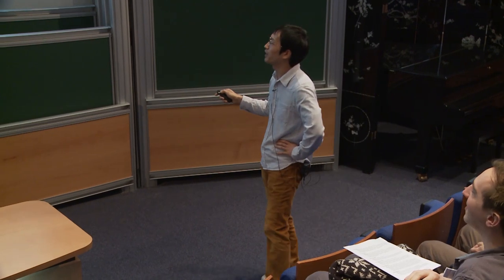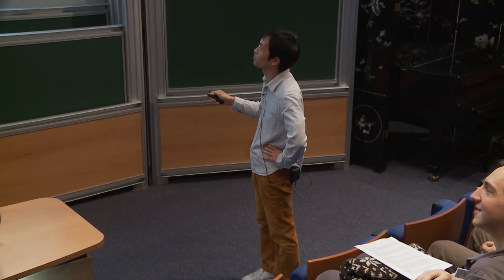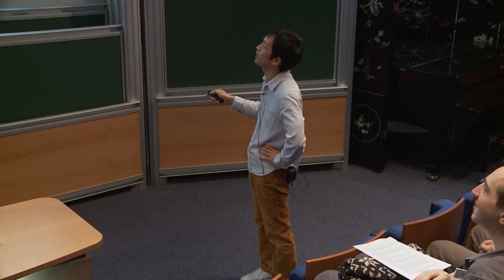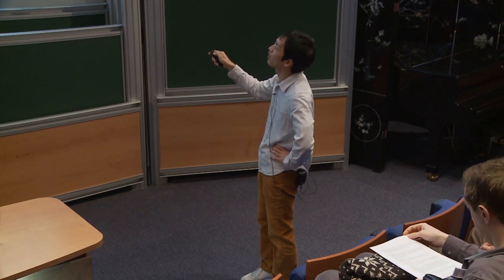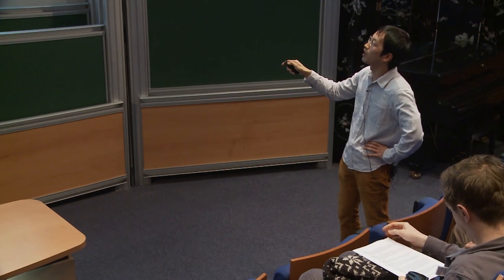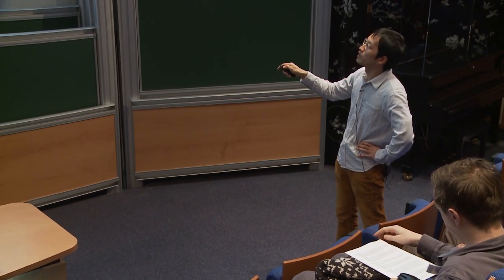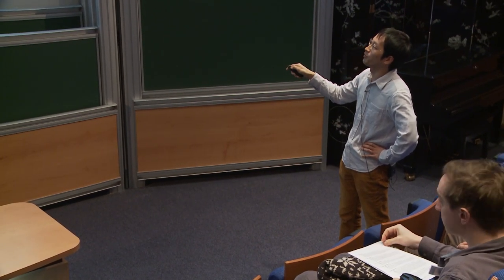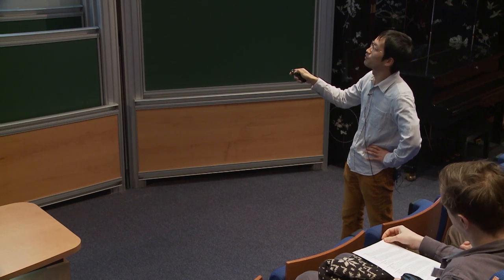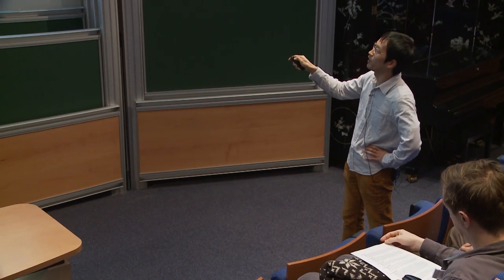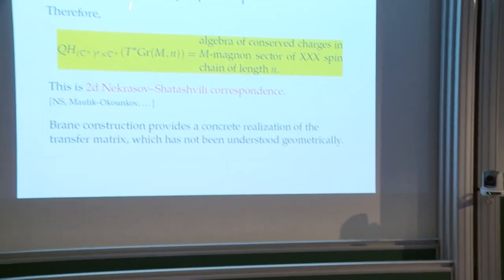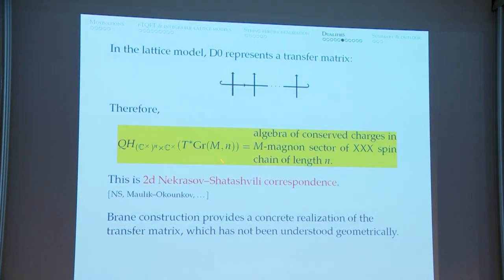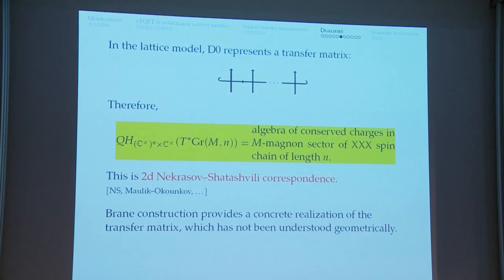Okay, so brane construction, and what's nice is that the brane construction provides a concrete realization of the transfer matrix, this T operator, which, as far as I'm aware, has not been understood geometrically very well. But using this picture, we can try to understand this T operator in terms of the quantum geometry of the target space. Okay. That can be nice.